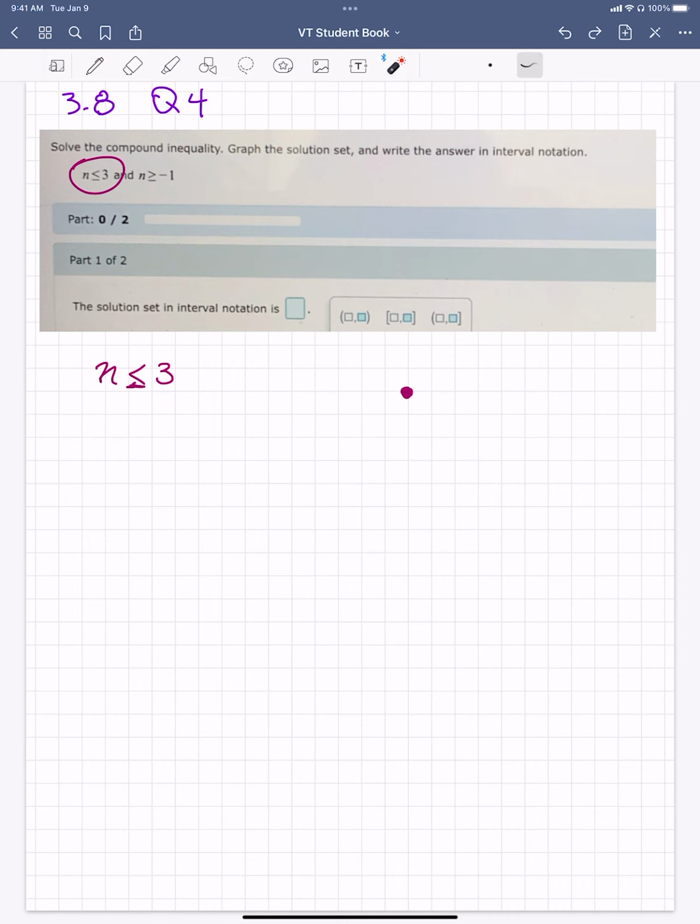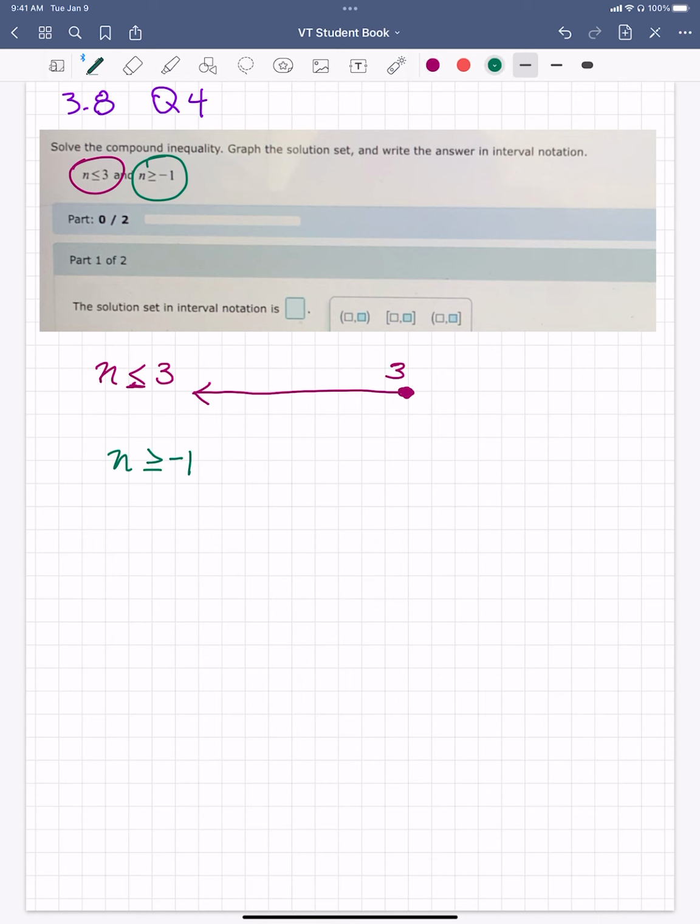a nice little hint to use is because that points this way, we're going to have the ray also pointing in the same direction. And then for the second part of the question, we're going to have n is greater than or equal to -1. That's this part. And again, a nice little hint is to say that the arrow is going to point in that direction. And because we're looking at -1, oh, I should have written +3 here.